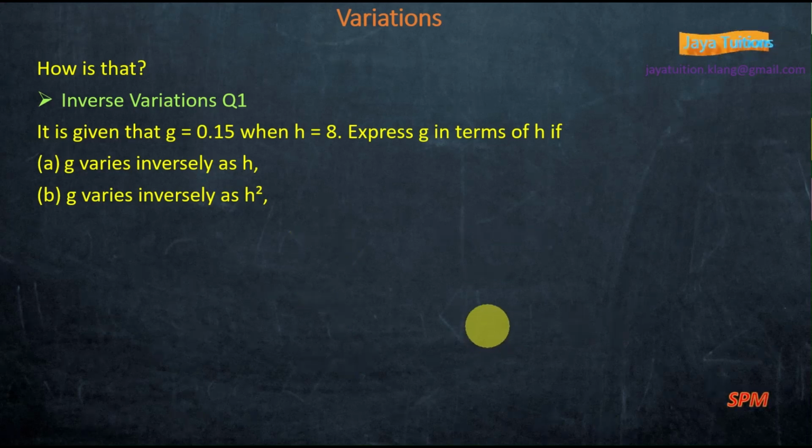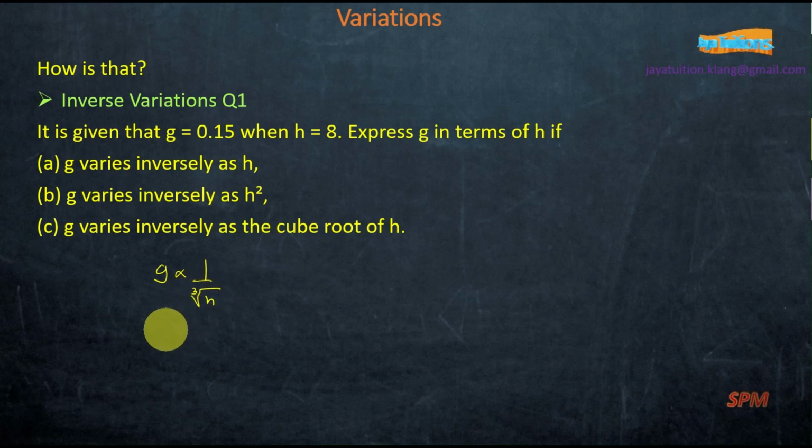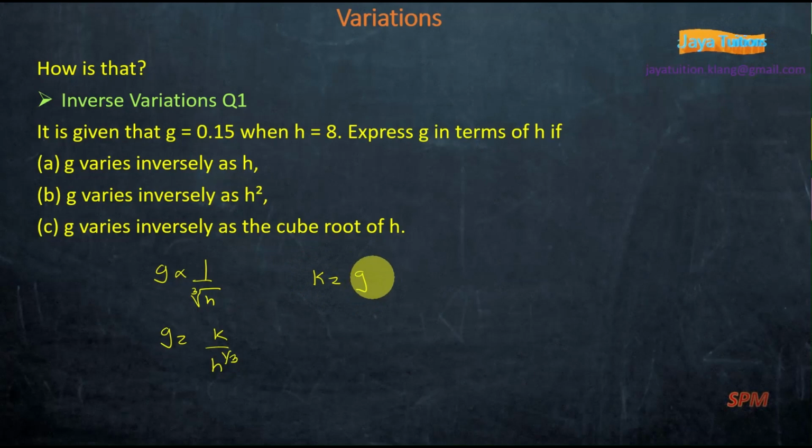Let us now go to the third variant, which is given here. g varies inversely as the cube root of h. So g is equal to some value k divided by h to the power of 1 by 3. Again, get the value of k. k becomes equal to g multiplied by h to the power of 1 by 3.